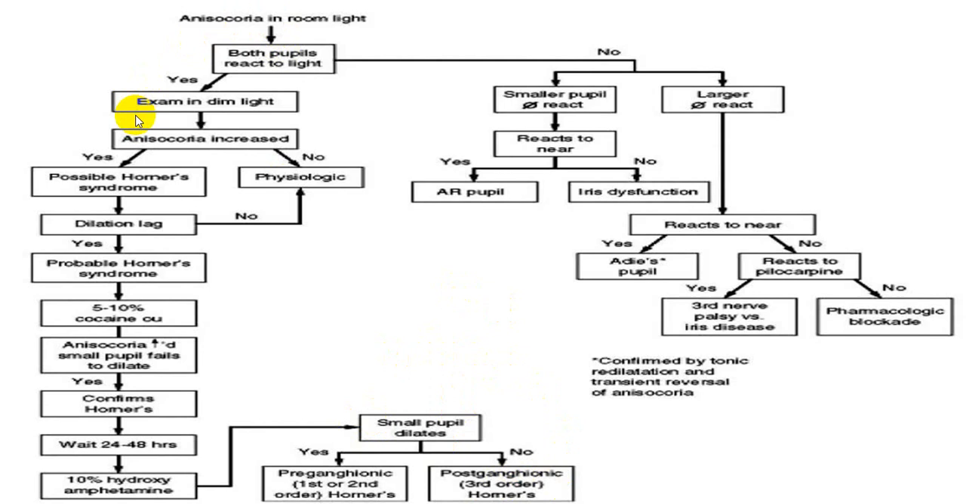Anisocoria in room light: do both pupils react to light? If the answer is yes, examine in dim light. And if the answer is no, then we proceed further. So first I am going to this side. A pupil is reacting to light. And now we are exposing in dim light. Now anisocoria has increased. If the answer is yes, it is probably Horner syndrome. And if the answer is no, on exposure to dim light, pupils will dilate, and if there is no increase in anisocoria, that is by and large physiological.